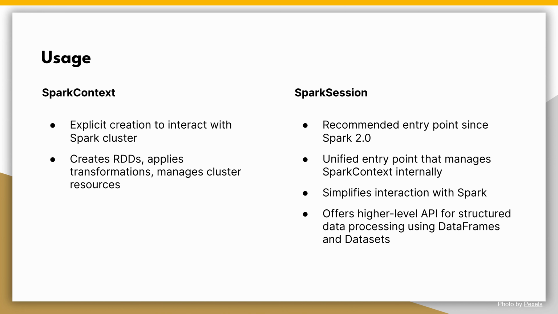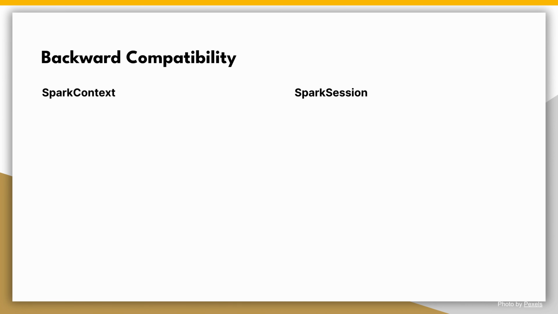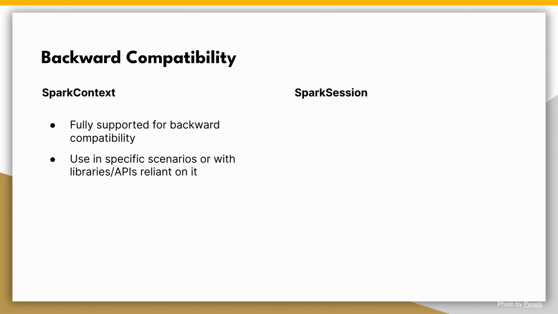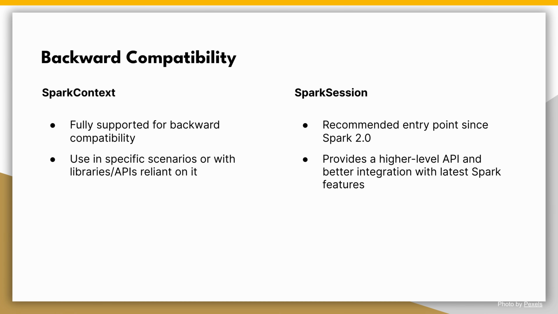Lastly, let's touch upon backward compatibility. The SparkContext is still fully supported in the latest versions of Spark, such as 2.x and 3.x, for backward compatibility. You may need to use it in specific scenarios or when working with libraries or APIs that rely on it. However, the SparkSession is the recommended entry point for Spark applications since Spark 2.0. It provides a higher-level API and combines the functionalities of several contexts, making it more convenient to use and offering better integration with the latest Spark features.